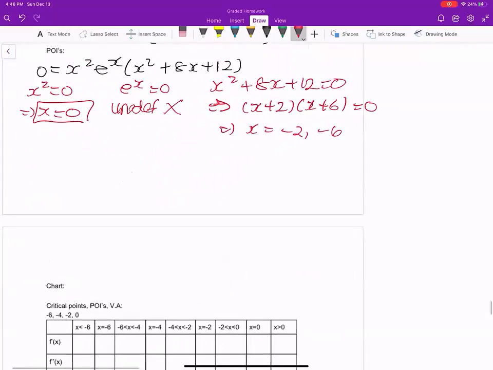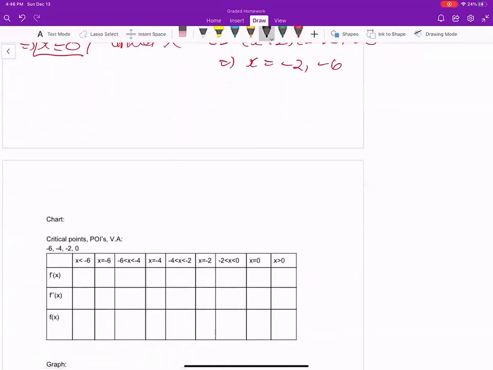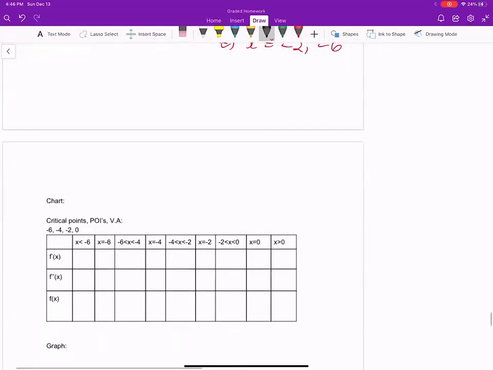Now Natalia likes to draw a chart. I saw the way she did it. Even in first year, I never really fully understood it. So I'm going to do it a way that we learned in high school, which I think is a lot better. First of all, you write down your critical points, POIs, and vertical asymptotes, and then you make a chart where you write less than each value, equal, and each interval between the values. Then we'll look at the sign. So we're looking at the signs here, not the value.